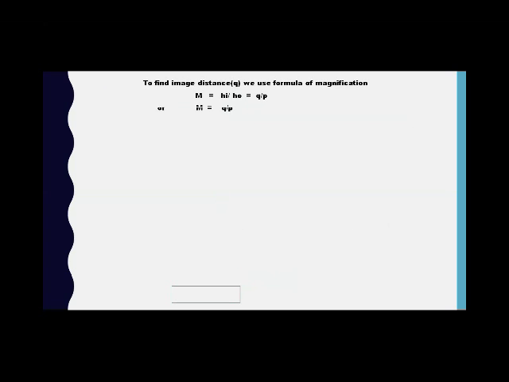After that, we will find out the image distance, meaning q. So we will use the magnification formula. In the previous lecture we discussed that m is equal to hi over ho, which is also equal to q upon p. So here we will just manipulate it: m is equal to q upon p. Here magnification is 4, so 4 is equal to q upon p.